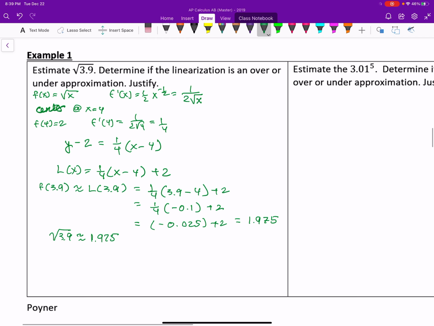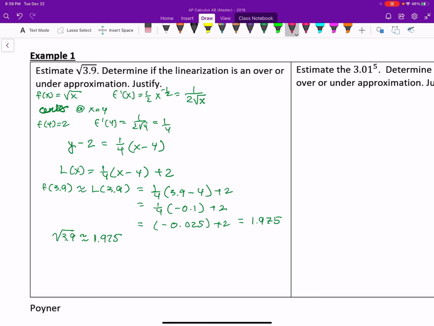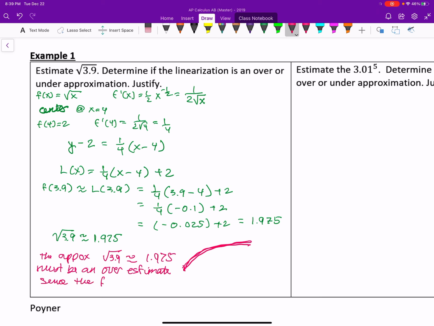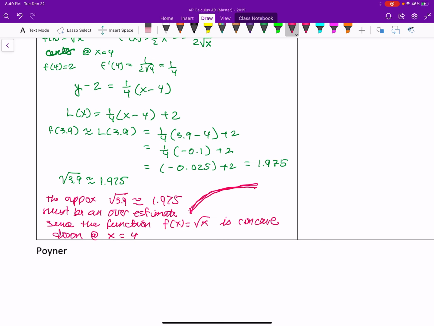And then, is it an over or underestimate? Well, if I'm checking if it's an over or underestimate, first of all, I know that the square root function looks like this. So it's concave down everywhere. So in our case here, the approximation must be an overestimate, since the function f of x is equal to the square root of x is concave down at x is equal to 4. Now, you could also say concave down everywhere.